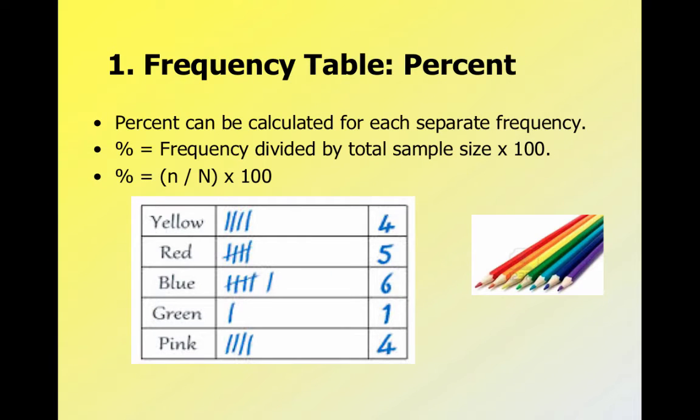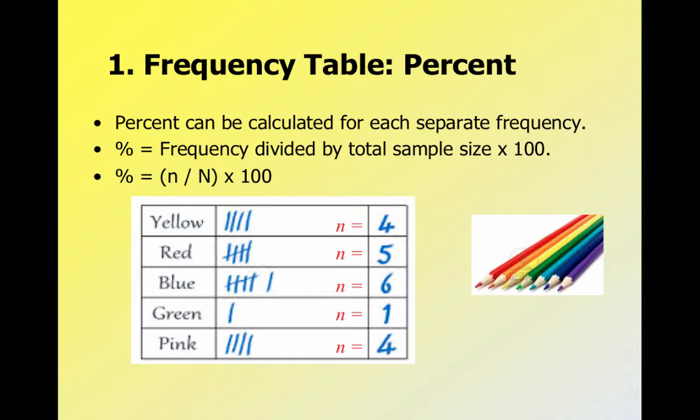Our next column is percent, and this is simply the frequency divided by the total sample size times 100. And this is simply a percentage we can calculate for each category or each answer. So the formula would be percent equals n over the total sample size times 100.